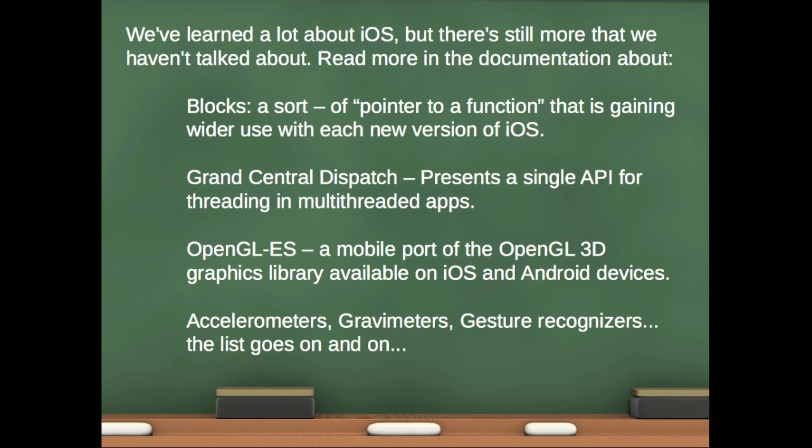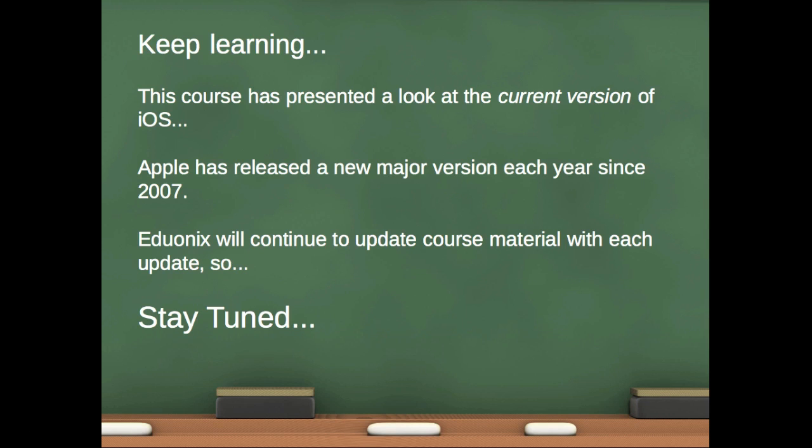There's also OpenGL ES. This is a mobile port of OpenGL 3D, the graphics library for OpenGL 3D, that's available on mobile devices, iOS and Android devices. There's also accelerometers, there's gravimeters, there's gesture recognizers. That list goes on and on and on. But probably the most important thing, the next step that you need to think about, is to keep learning.